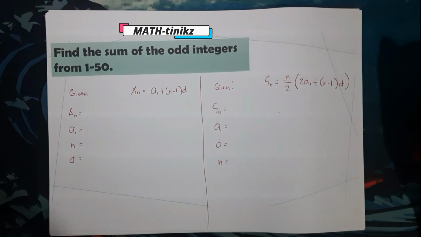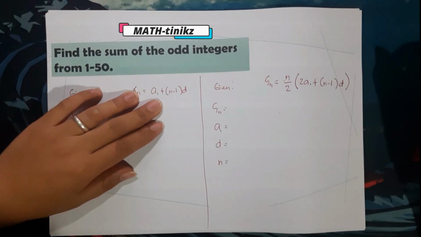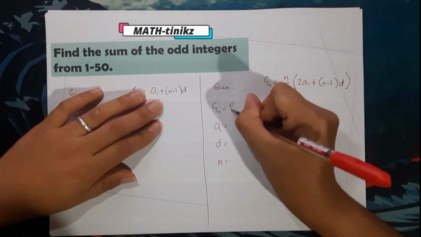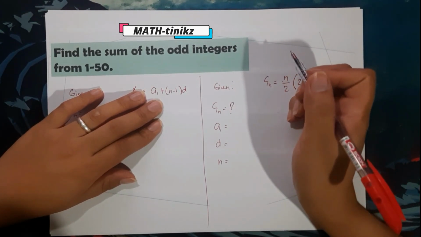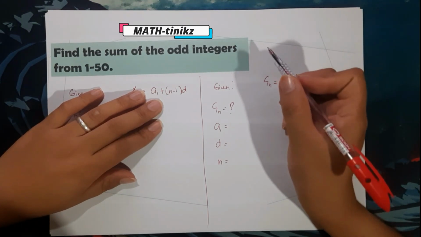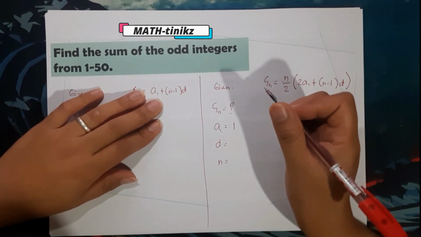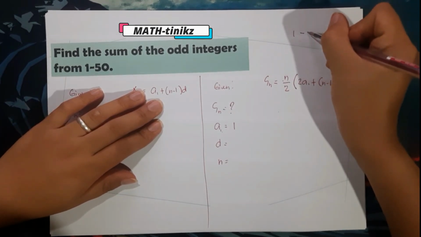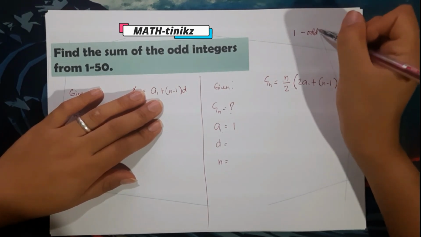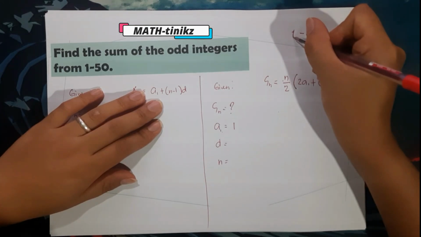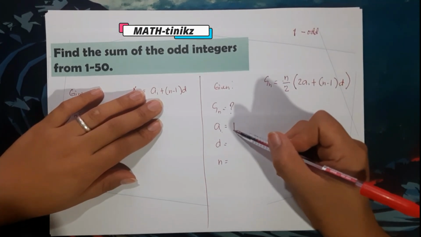Last problem. Find the sum of the odd integers from 1 to 50. Now, since it is a sum, we're going to use the formula. Now, the sum is our unknown. We will find the sum of odd integers from 1 to 50. Now, our first term is 1. Why 1? Because 1 is already an odd integer. When we say odd integers, they are the numbers that are not divisible by 2. And 1 is not divisible by 2. Therefore, our first term is 1.